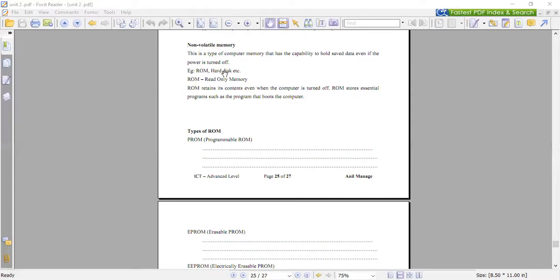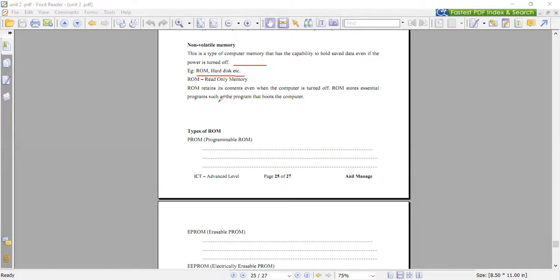So this is a type of computer memory that has the capability to hold saved data even if the power is turned off. Power එක ගියත් මේකේ තියෙන data ටික නැති වෙන්නේ නැහැ කියලායි මේ කියන්නේ. ROM, hard disk වගේ දේවල් as example you can take. So ROM කියන්නේ read only memory. ROM retains content even when the computer is turned off.